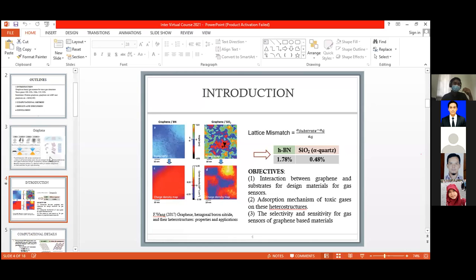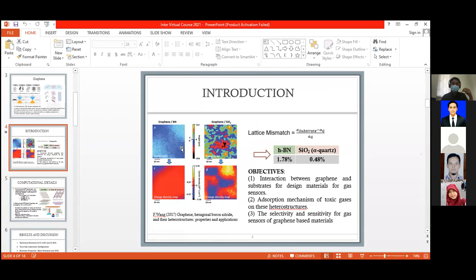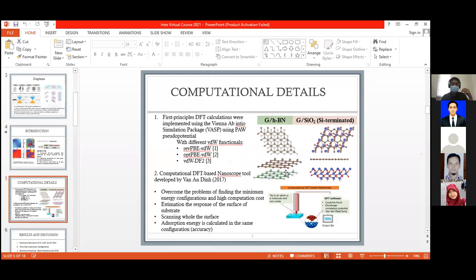Okay. So as I told you, at first we calculate the lattice mismatch between the graphene and hBN. And after defining the mismatch, we change the lattice constant to put in the simulation. And here you can see when we put the graphene on the hBN, we should find the appropriate position to get the minimum energy.